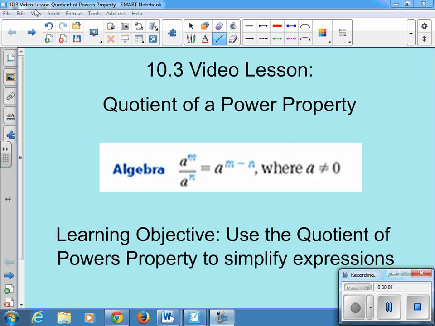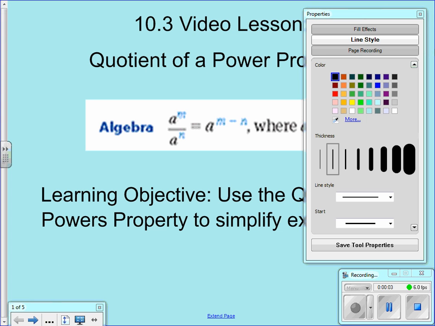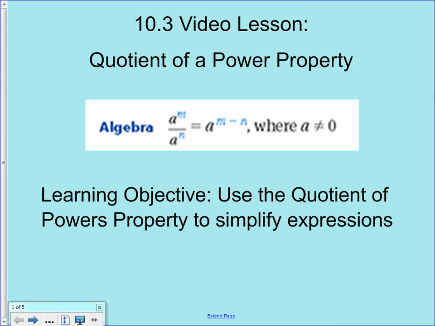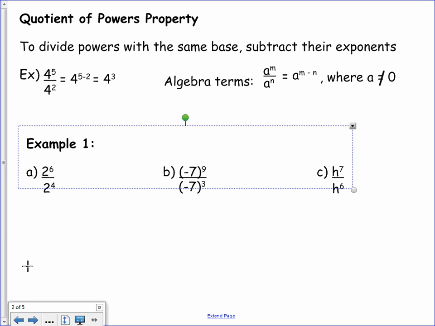Welcome to video lesson 10.3 on the quotient of powers property. What we're going to do in this section is use the quotient of powers property in order to simplify expressions. To divide powers that have the same base, all we're going to do is subtract the exponents.